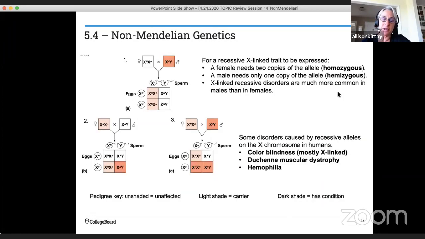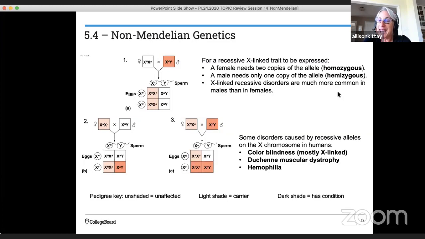So I want to share with you some ways to visually represent these inheritance patterns. And I'm first going to show you a Punnett square, and then I'm going to show you a pedigree, which are both visual representations of these concepts. So I have 3 different Punnett squares for you. And remember that for an X-linked trait to be expressed, that is for you to actually see the phenotype, a female needs 2 copies, and we call that being homozygous, where a male only needs 1.